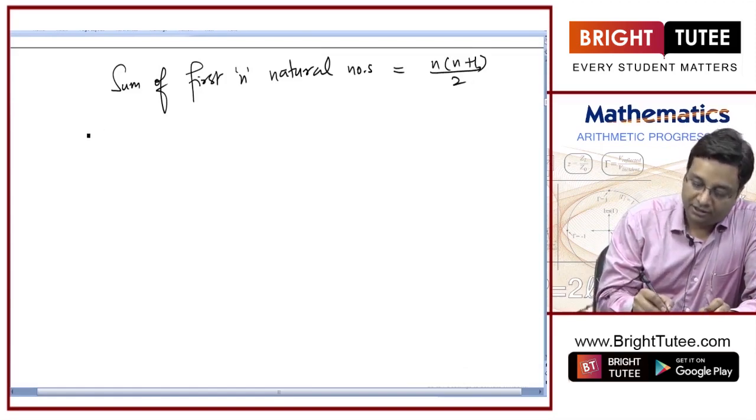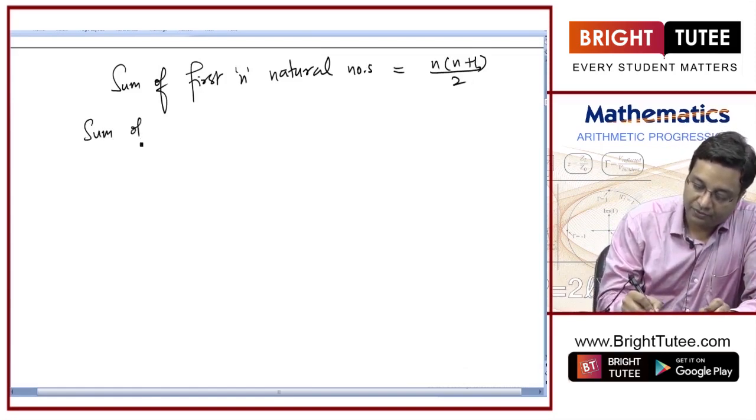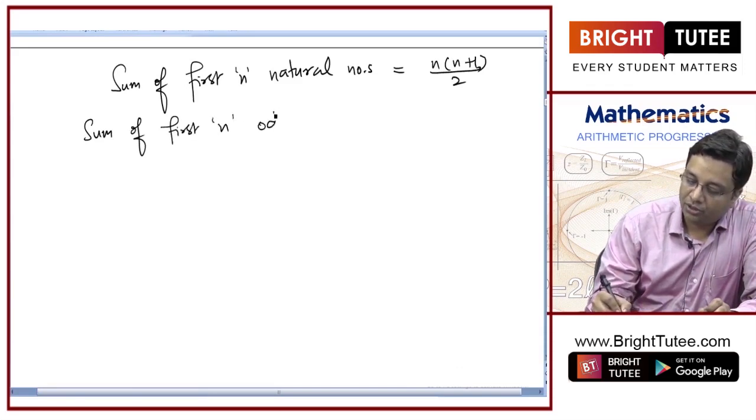We can also find the sum of the first n odd natural numbers.